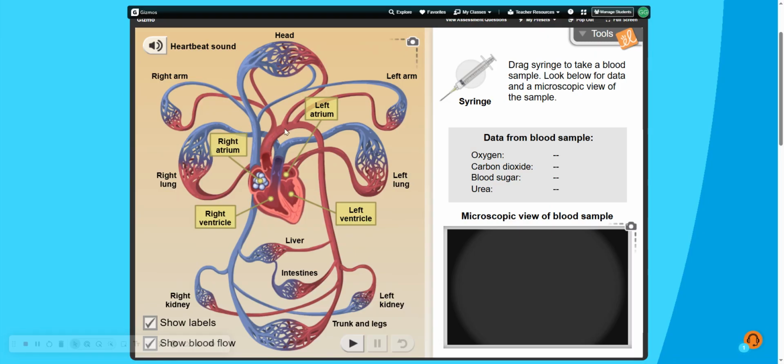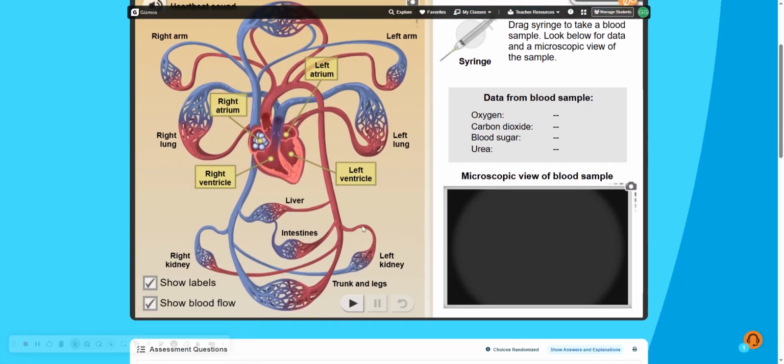Looking at the aorta again, you can see that it goes down and towards your body. Heading to your liver, this is your hepatic artery, and then leaving your liver is your hepatic vein. Similarly, leading to your kidney is the renal artery, and leading away from your kidneys is your renal vein.